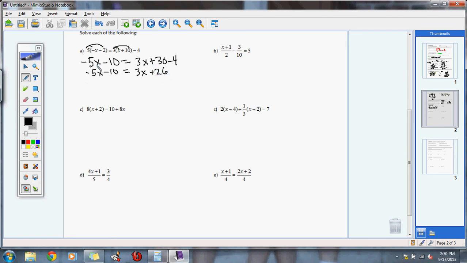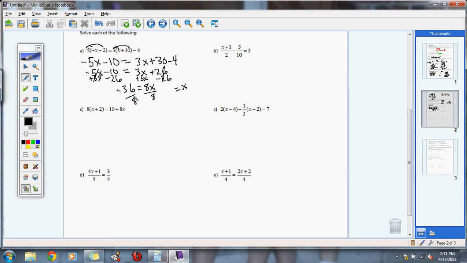And now I personally am going to add the 5x to both sides. So I like to keep the x values positive. And actually in the exact same step, I'm going to subtract the 26 from both sides, to save some room here, as you can see, it's hard for me to write this on here. So that's going to be a -36 is equal to 8x. Now I'm going to divide both sides by 8. I'm running out of room here, but x is going to be equal to -36 over 8.